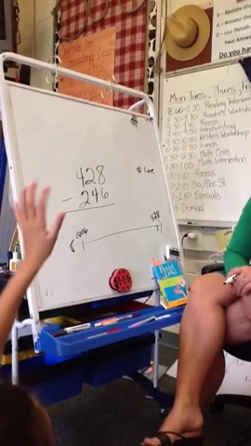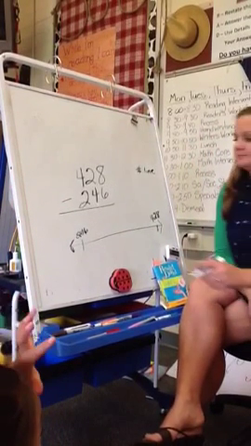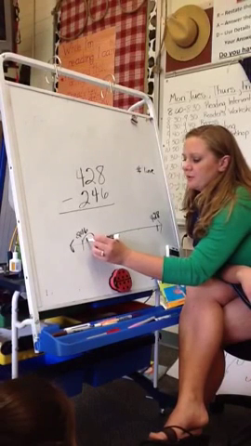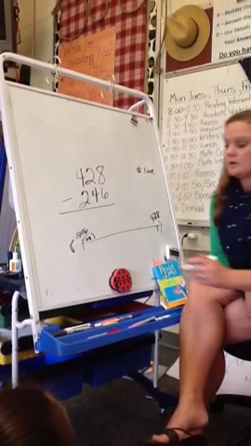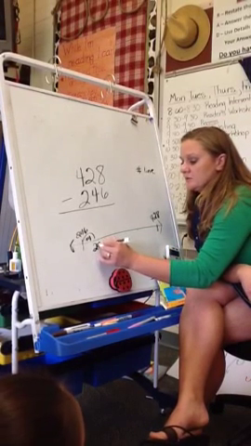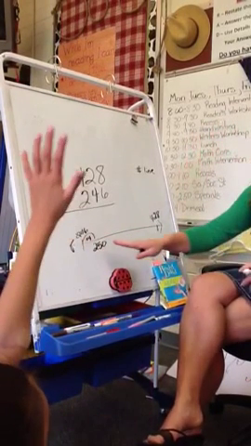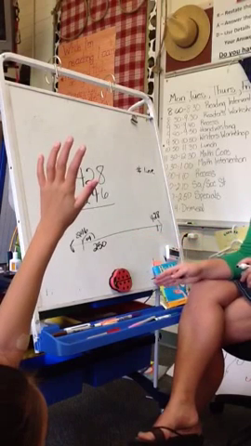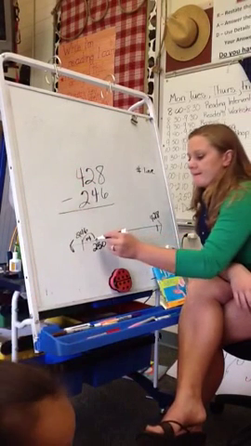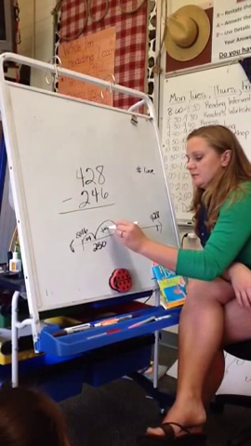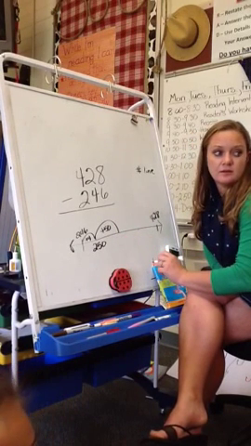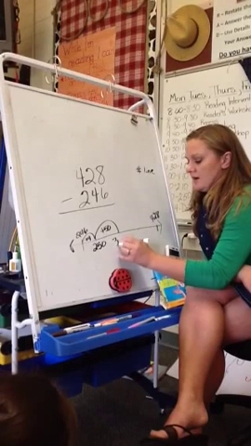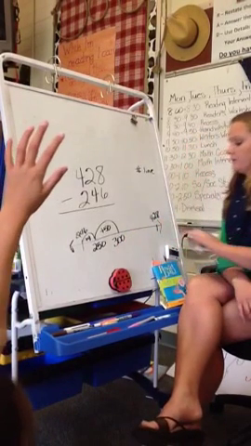Boys and girls, what could I add on to 246 to get it to the next group of 10s? Aspen? 4. I'm going to add 4. So what does that put my number at? 250. Boys and girls, what could I add on to 250 to get it to the next group of hundreds? Zafira? 50. Very good. So what's that at now, Zafira? 300.